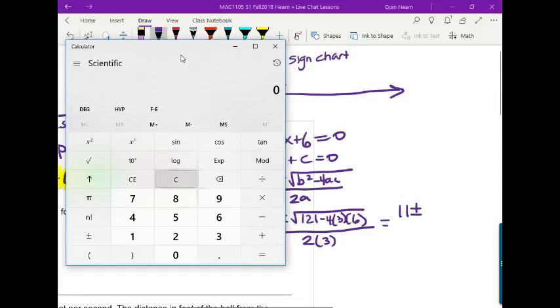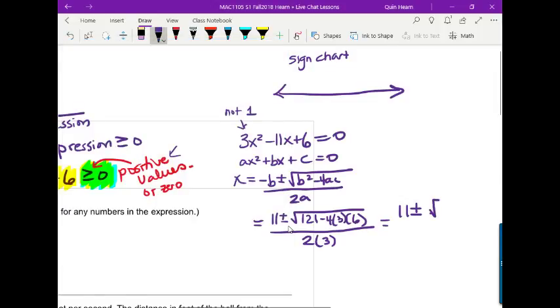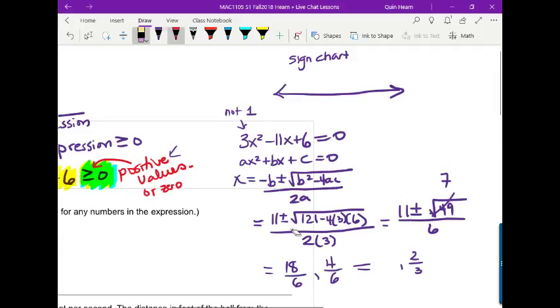Yeah, 72. So we're going to do 121 minus 72 equals 49. So we have 11 plus or minus the square root of 49 over 6, but the square root of 49 is 7. So we either have 11 plus 7, which is 18 over 6, or 11 minus 7, which is 4 over 6. And we should reduce, so that's going to be 3 or 2/3.